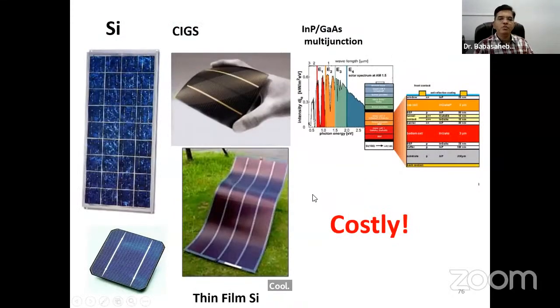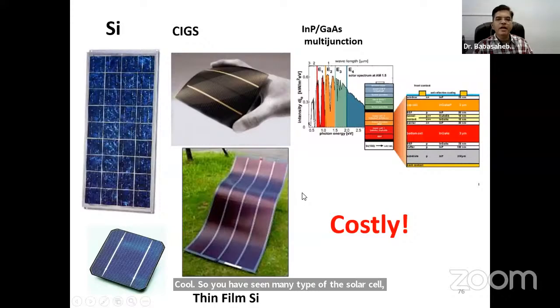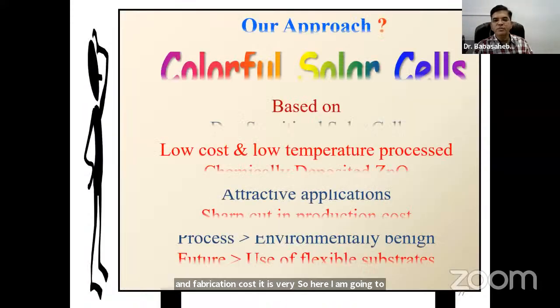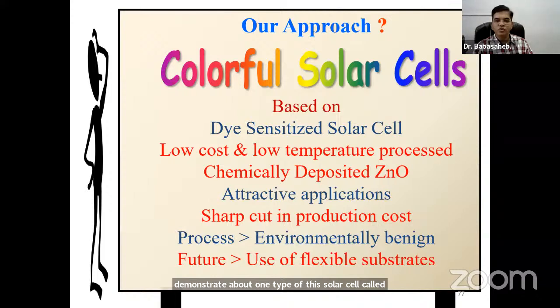So you have seen many types of solar cell, right? That can be silicon, that can be copper indium gallium sulfide, that can be gallium arsenide, right? But these types of solar cell are either black in color or blue in color, and the fabrication cost is very high. So here I am going to demonstrate one type of solar cell called a dye-sensitized solar cell, which is cheaper as compared to these types of solar cell.